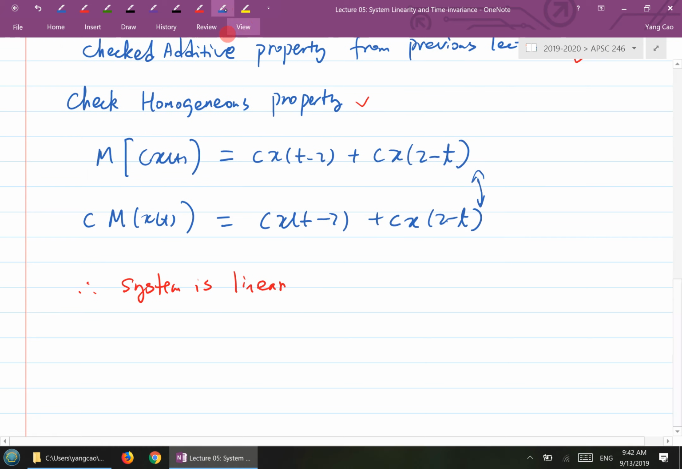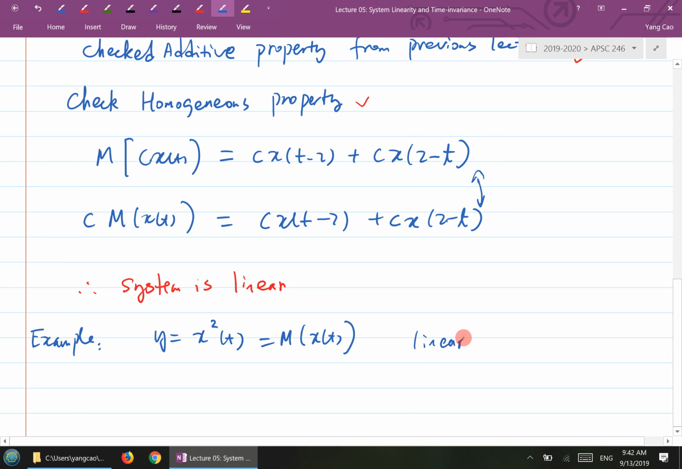So I want you to exercise one yourself before I finish another example. Let's say you have a system y equal to x squared, producing a parabola. When you enter the system with x of t, it spits out y equal to x squared of t.